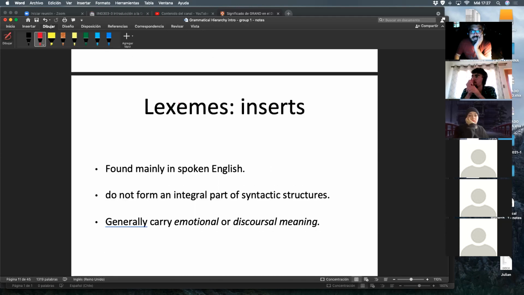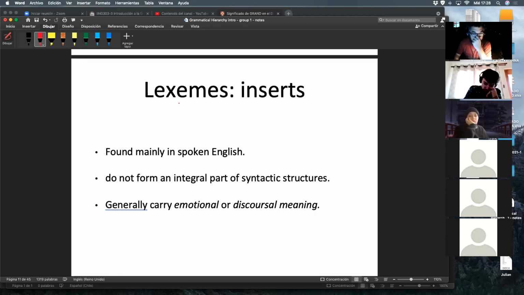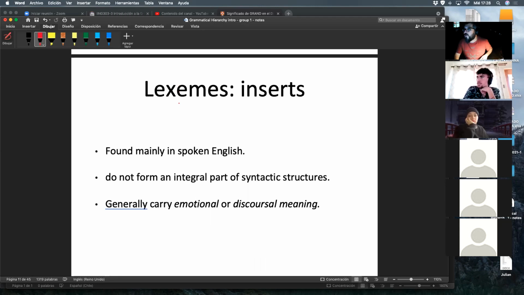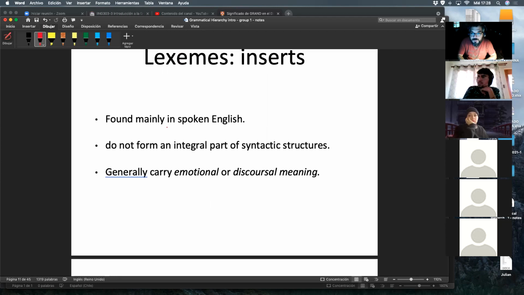Right. Finally, inserts, they are found mainly in spoken English. They do not form an integral part of syntactic structures, and they generally carry emotional or discursive meaning. So what I'm saying, I'm talking about the forms or the meanings of, right. So whenever you talk with someone else and then that person says, okay, what do you think about this new clothes I'm wearing today?